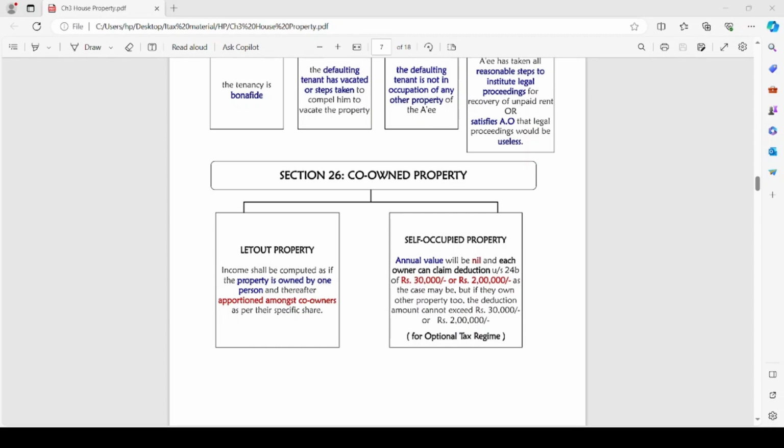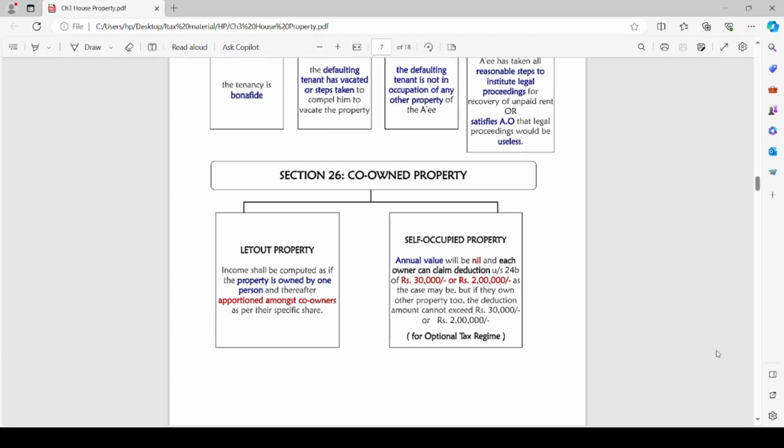Co-owned property means the same house property is being owned by 2 or more assessees. More than one person is owning the same house property. In such a case, if the property is let out to some other person, then the income from such property shall be computed as if the property is owned by one single person, and thereafter it is apportioned amongst co-owners as per their specific share.